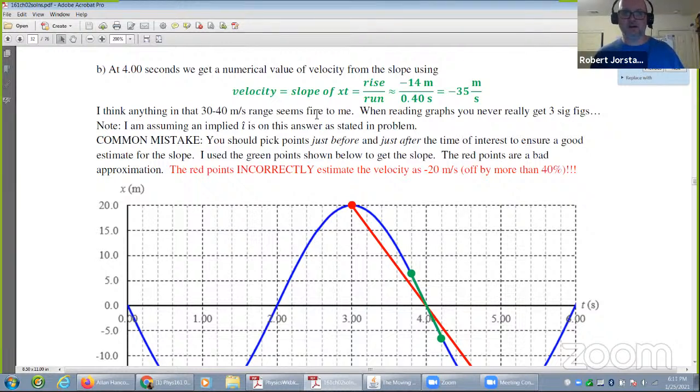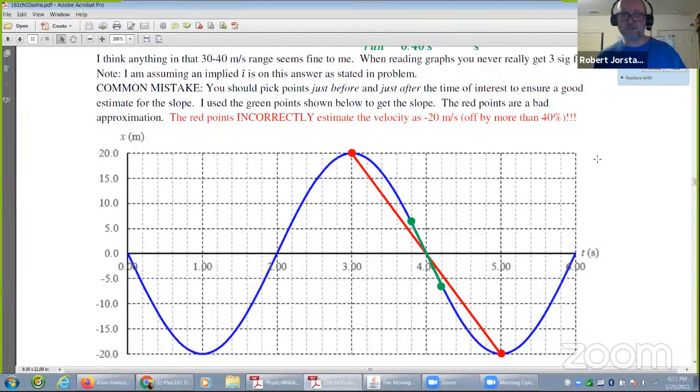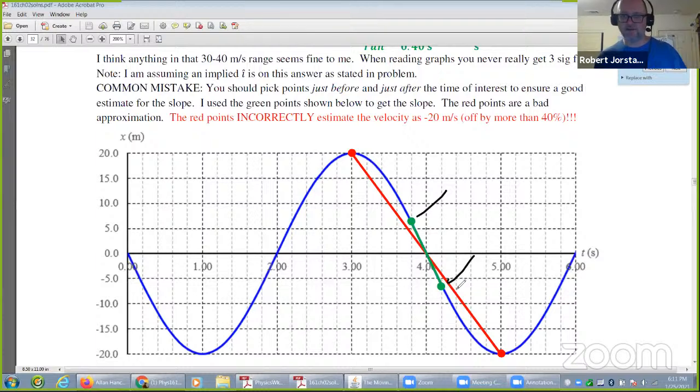All right. So anyways, here's the actual calculation that I did using these points here, these other points, these green points. And just to make sure, I want to make sure you use these 2 points right there, and that's how you can get the slope as a good estimate.